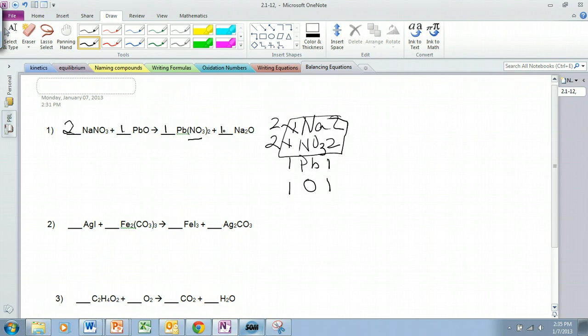And you don't have to write those numbers in. I'm just writing them in to show you how I got there. And everything is balanced. So let's do another one.